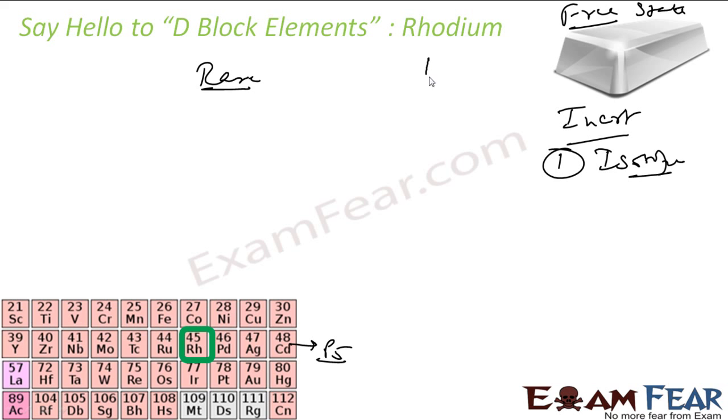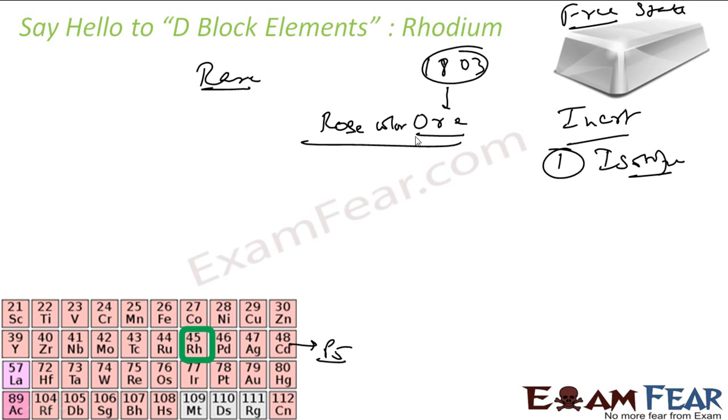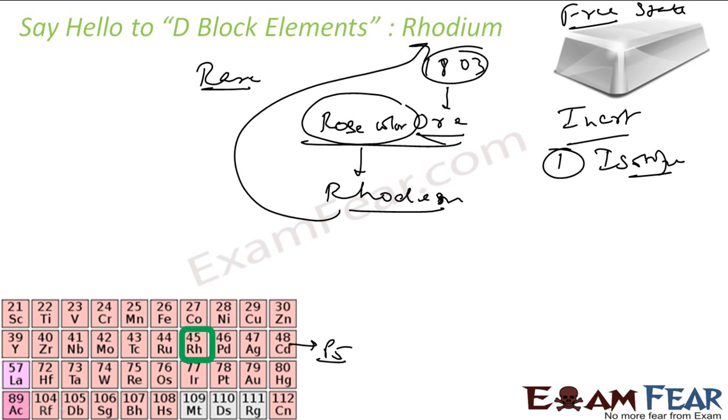This was discovered in 1803. Okay, it was discovered in an ore, and this ore was a rose colored ore. So it was discovered in an ore that was rose colored, and rose color in Greek means rhodon, right? From this the word rhodium came.